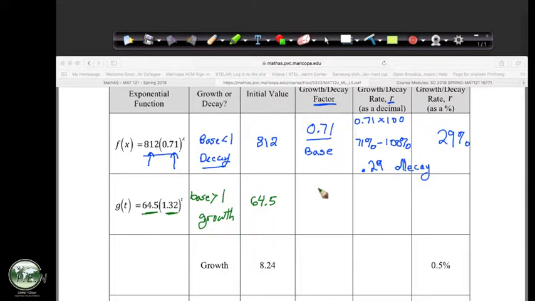How about our growth or decay factor? Remember, this is really just asking what is the base. 1.32. Okay, and again, they wanted the growth or decay rate as a percent. So I take the 1.32, multiply it by 100 to turn it to a percentage. So I think of it as 132%. And then remember, I always subtract off 100% because that's what we started with. So what is happening? We are growing by 32%.